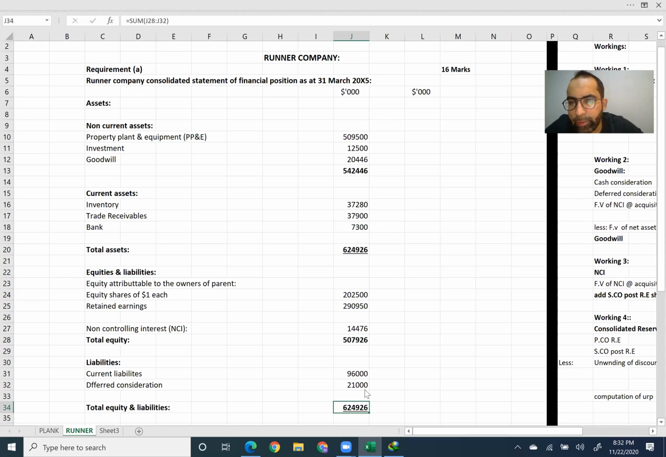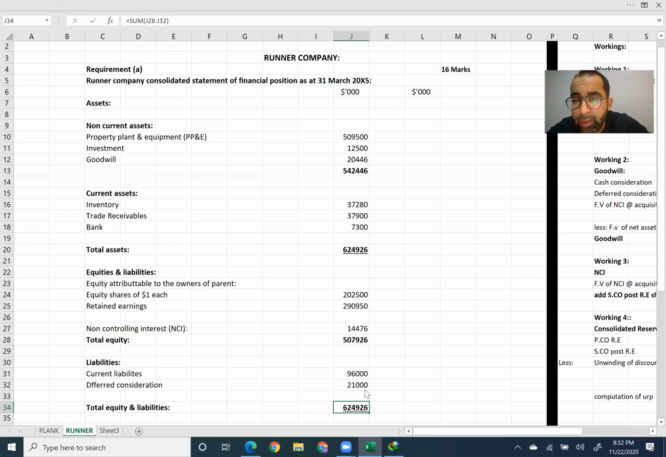Wait. There is a question by a student. Why are we recording 21,000? Is this not going to be cancelled with intercompany balances? No. Listen, parent company buys S company from S company's controlling shareholders, and they are individuals outside the group. So this liability is a real liability of the group. This 21,000 is not to be cancelled, because parent company has to pay individuals outside the group, the shareholders.